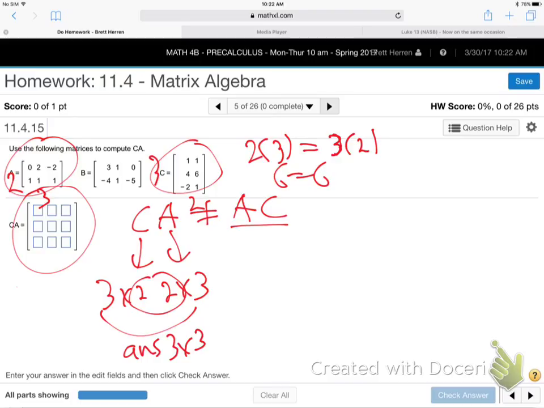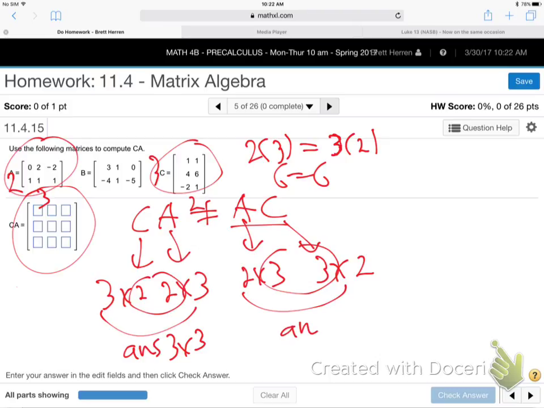Sure enough, 3 by 3. But can you do AC? What's the size of A again? 2 by 3. What's the size of C? 3 by 2. Oh, you can. Yeah, you can, but what's the size of the answer? 2 by 2, so it certainly can't equal CA because the answers are even different sizes, let alone the very same numbers. So there you go. You don't need any more proof than that. Clearly, the order matters in the matrix world, doesn't it?